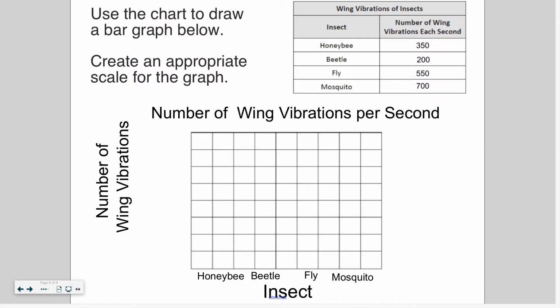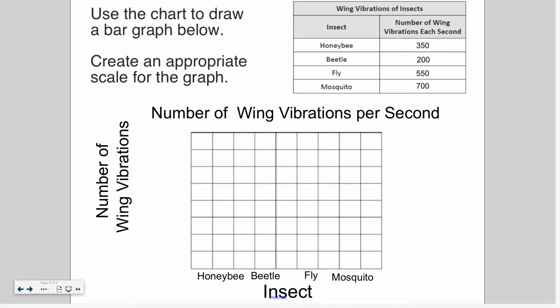So honeybees, beetles, flies, and mosquitoes, these are the insects, and these are how many wing vibrations are made within a second. So for honeybees, 350, beetles, 200, fly, 550, and mosquitoes, 700 wing vibrations each second. So I want to use this chart to help me represent this data on the bar graph.